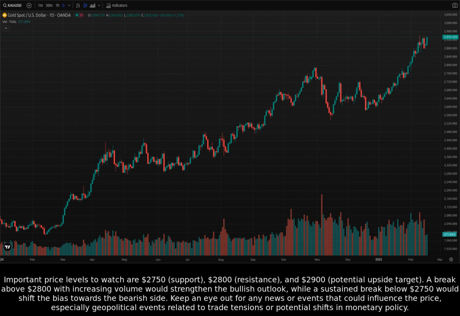Important price levels to watch are $2,750 support, $2,800 resistance, and $2,900 potential upside target. A break above $2,800 with increasing volume would strengthen the bullish outlook, while a sustained break below $2,750 would shift the bias towards the bearish side.